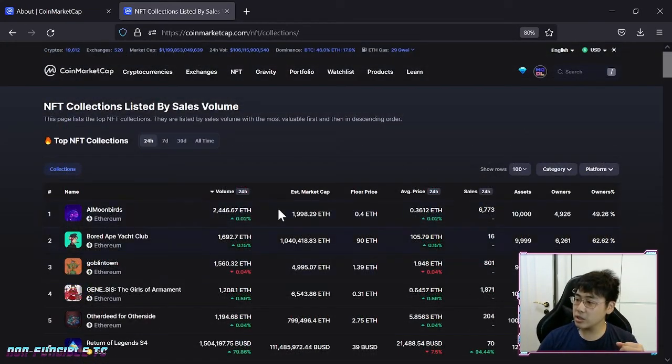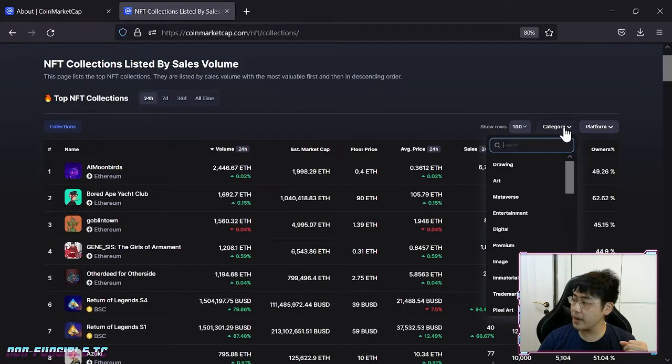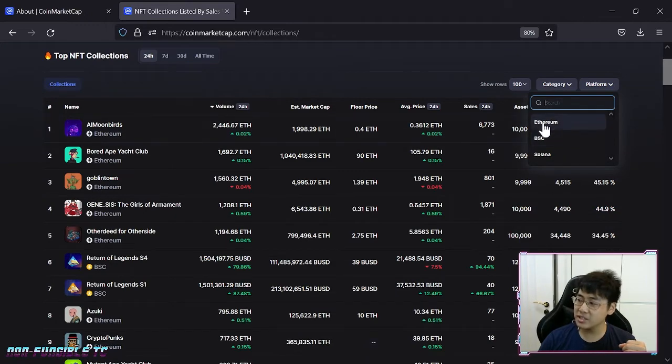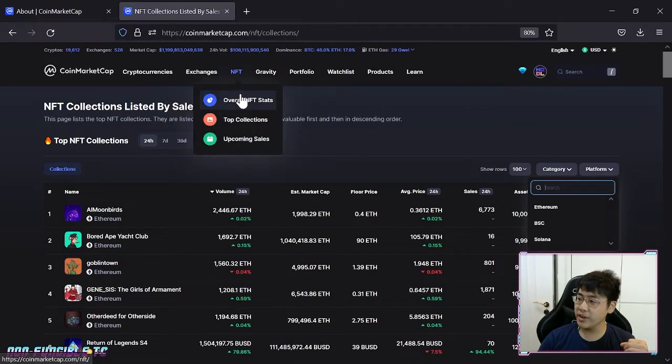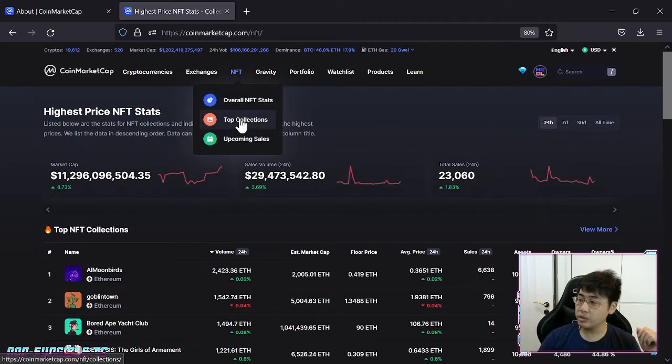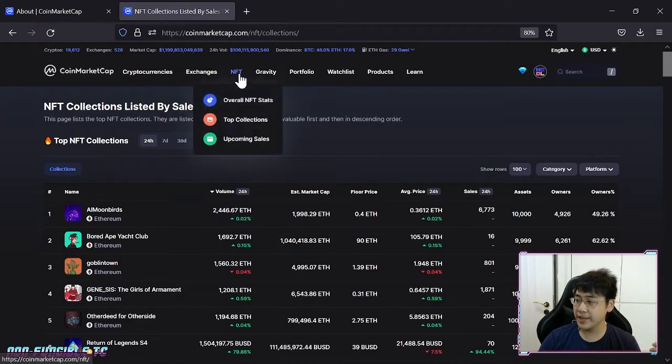So yeah, this is the total top NFT collection, and then you can sort it by category, okay? Drawing, art, metaverse, entertainment, etc. Platform: Ethereum, Binance Smart Chain, Solana. Okay, this answers you, right? The thing that we saw overall for NFT is actually the cumulative trading volume and market cap of Ethereum, Solana, and Binance Smart Chain. Okay, under NFT we have top collections, which is the one I've shown you just now.